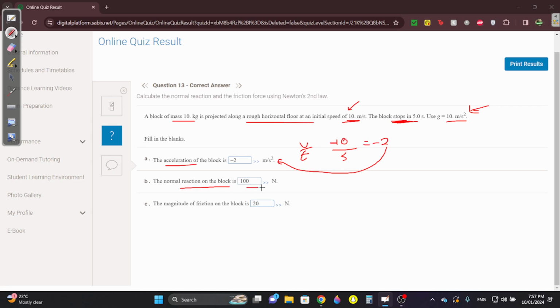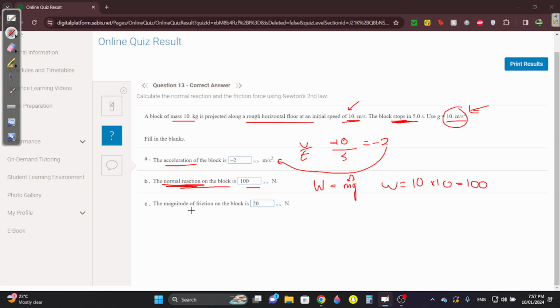The normal reaction on the block is something newtons. To find the normal reaction, remember that in your diagram you have weight downwards and normal reaction up. Remember always that the normal reaction is equal to the weight. So if you have the weight, then you can get the normal reaction. Weight is equal to mg, mass times gravitational acceleration, which is usually either 9.8 or 10. So W equals mass 10 times gravitational acceleration 10 equals 100.